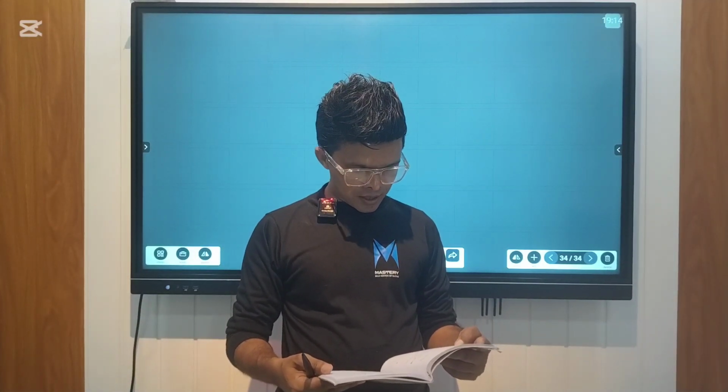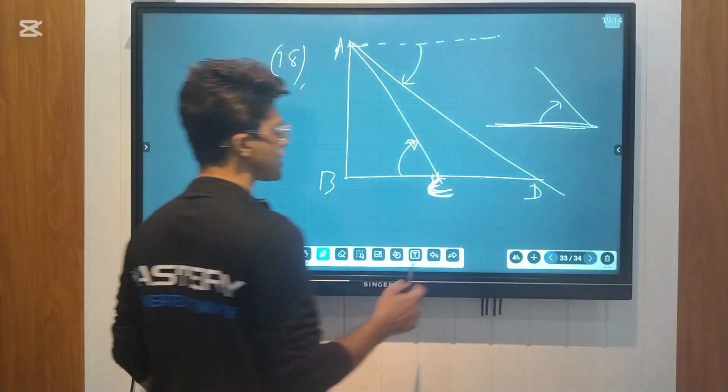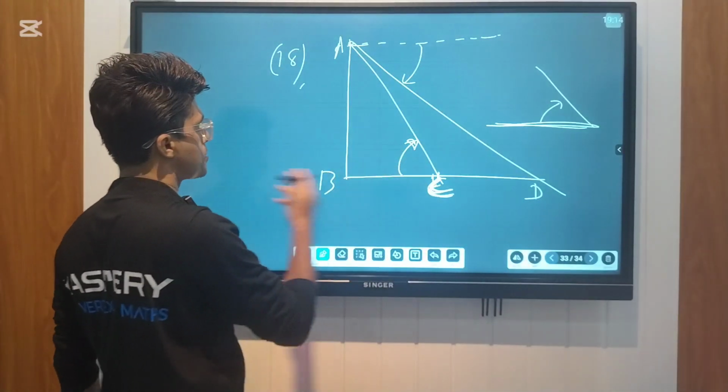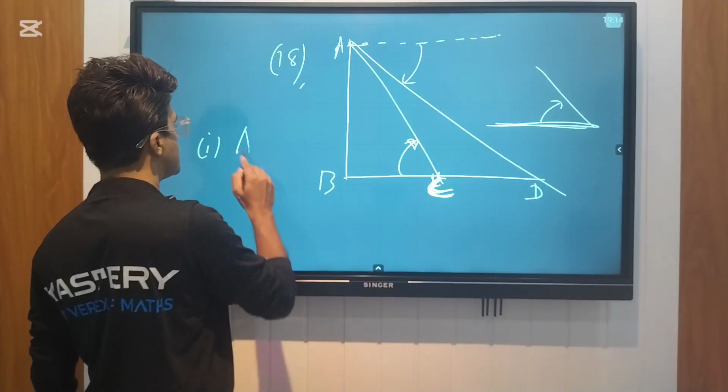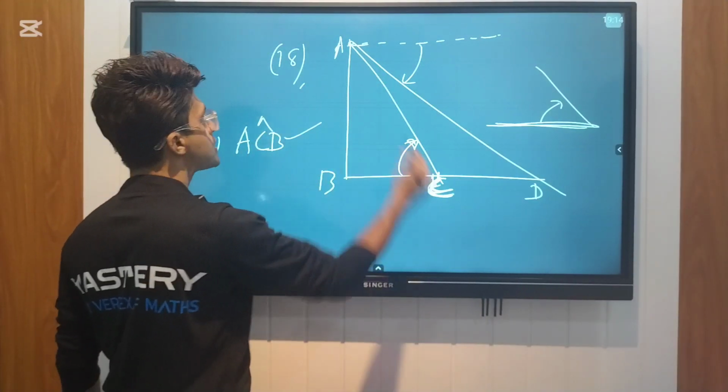Next question. These angles can be named. The angle value for the first angle: the first question is ACB, or BCA.